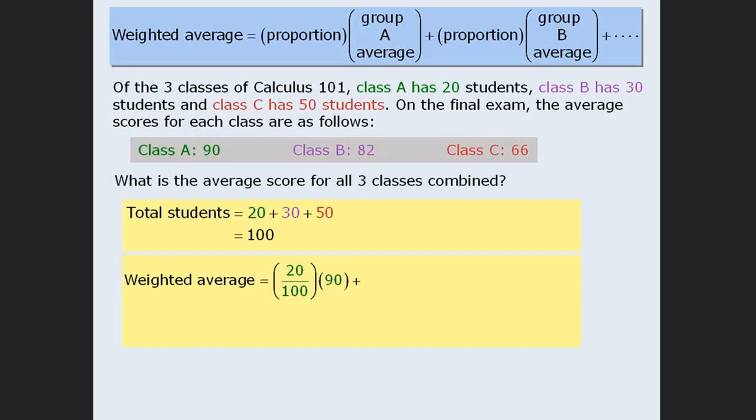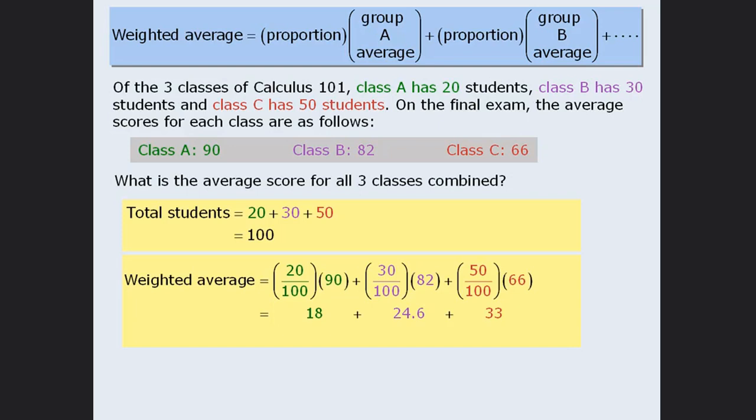Now on to Class B. Of the 100 students in the combined population, 30 of them are in Class B. So Class B represents 30/100ths of the population, which we will multiply by 82, the average score in Class B. Finally, Class C represents 50/100ths of the population, and the average score in that class is 66.